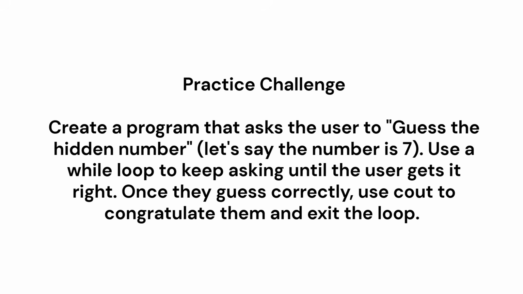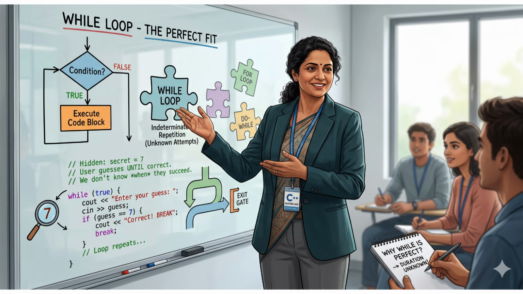The logical approach. Think about it. Do we know how many attempts the user will take? Maybe they are lucky and guess it on the first try, or maybe it takes them 10 attempts. Since we don't have a fixed count, the for loop feels a bit clunky here. The while loop, however, is flexible. It just asks, has the user guessed correctly yet? If not, it repeats.